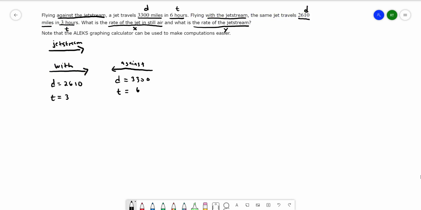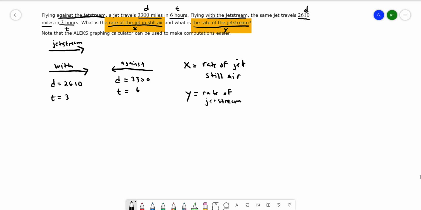And then I'm also going to write down my unknowns. So x, the unknown, we said is going to be the rate of the jet, and this is going to be in still air. And when they say still air, that just means if you don't consider the wind factor. So if there was no wind, no jet stream, it's just still air, then they want to know how fast is it actually going. And then we also need the rate of the jet stream. So how much force is that wind pushing? Is that jet stream going against and with? So what is the rate of that jet stream?